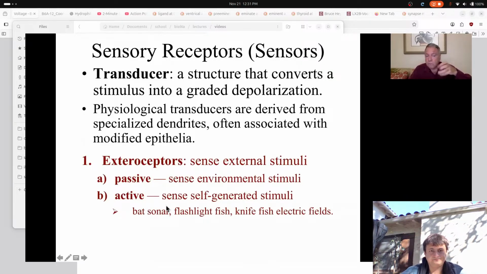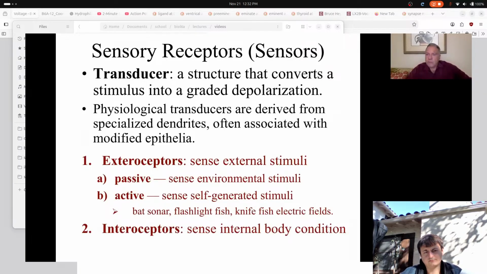And so things like sonar, so echolocation, right? The bat actually makes the sound and then listens for the sound that it made. Or a flashlight fish that produces light and sees what happens to the light. Or electric fields. You have electric fish that create electrical fields and see how those are changed by the environment around them. So those are called active senses. Active senses, the animal produces the stimulus itself.